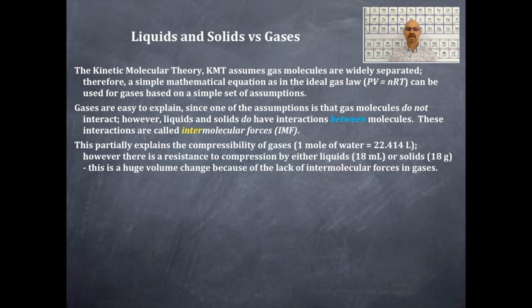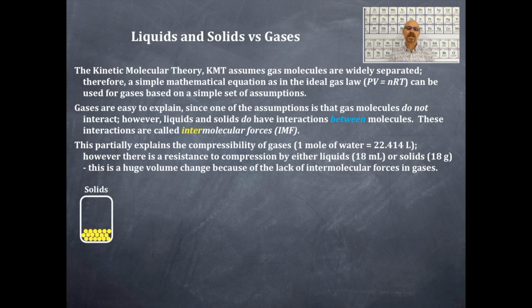This partially explains the compressibility of gases. One mole of gas is equal to 22.414 liters. That's like about from here to there. That's a huge, gigantic box. The corresponding amount of 1 mole of liquid water would be 18 milliliters, and solid water would be approximately 18 grams. Solids and liquids relatively resist compression. This is a huge volume change because of the lack of intermolecular forces in the gases.